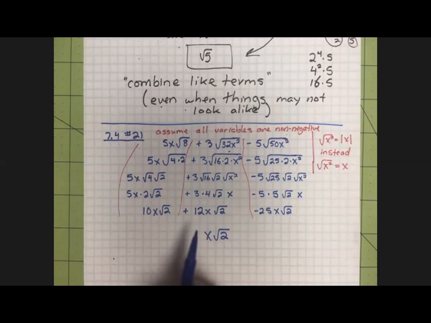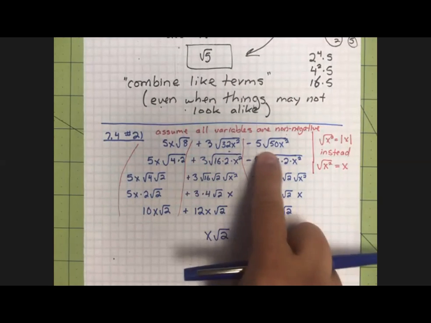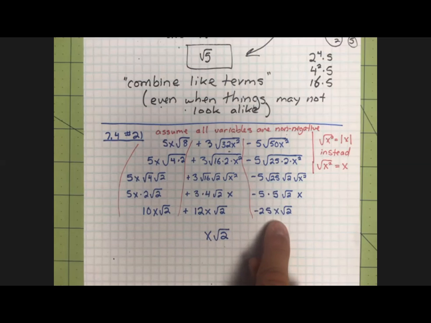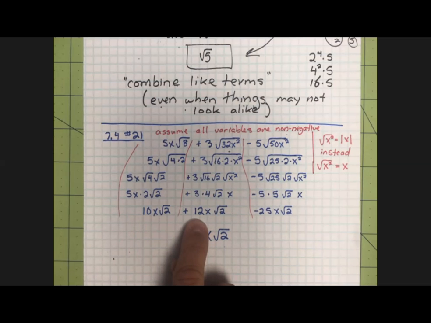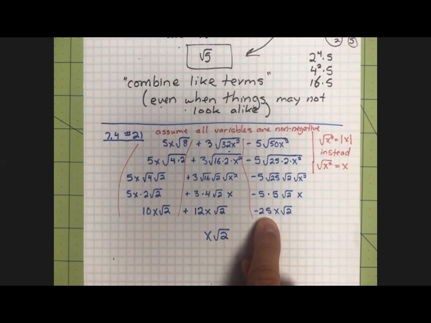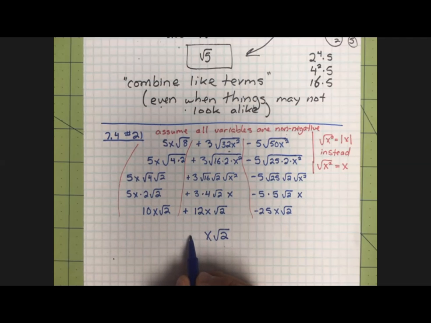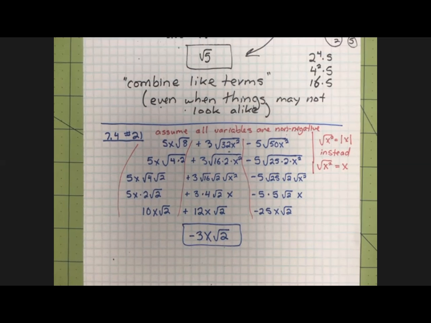Okay, back to work. These 3 things originally looked very different. And it turns out, though, that they were all the same. I have 10 of them, and then I added 12 of them, and then I took away 25 of them. 22 minus 25 is -3 of them. Okay. That's all you're doing today, is taking pieces and combining them and organizing them as far as you can.